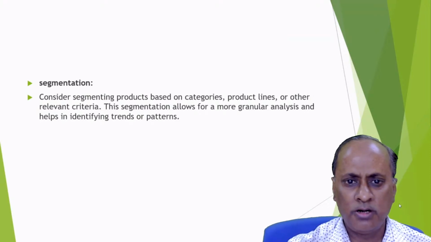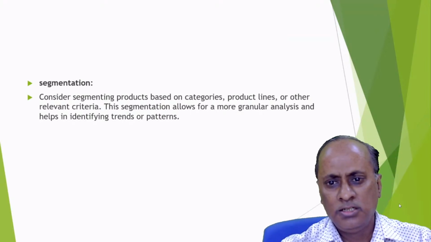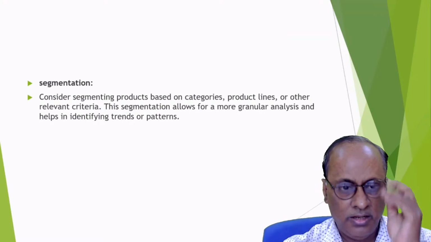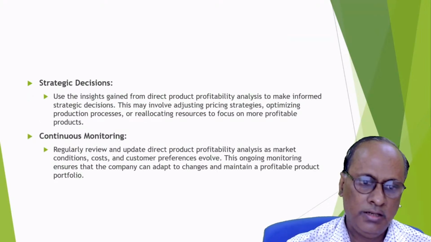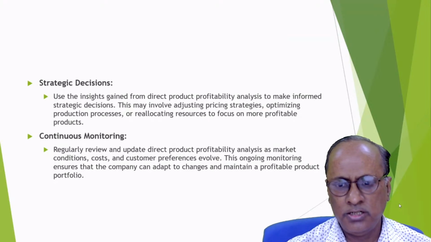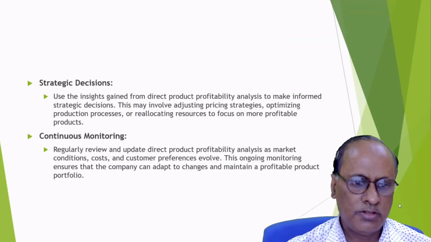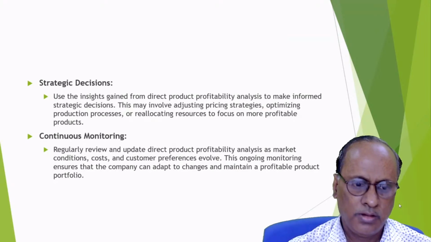Consider segmenting the products based on categories, product lines and other relevant criteria. The segments allow for regular analysis and help in identifying trends or patterns. Then use the insight gained from the direct product profitability analysis to make informed strategic decisions. This may involve adjusting pricing strategy, optimizing production processes, or reallocating resources to focus on more profitable products.